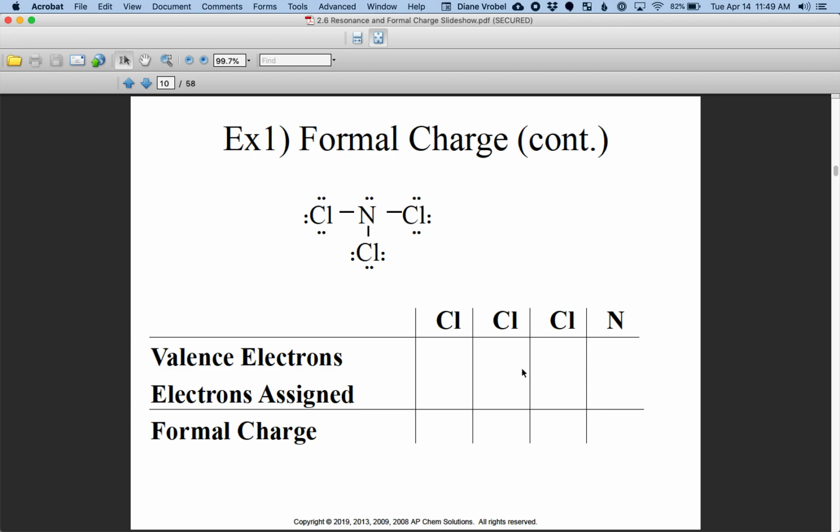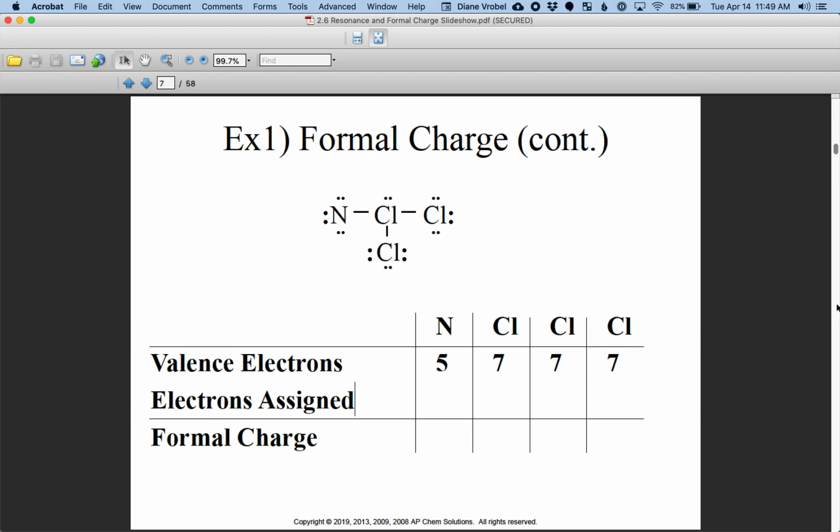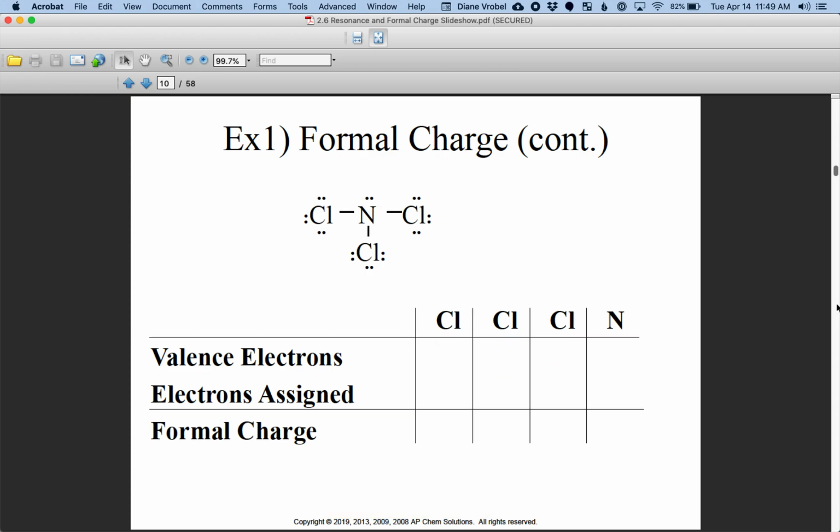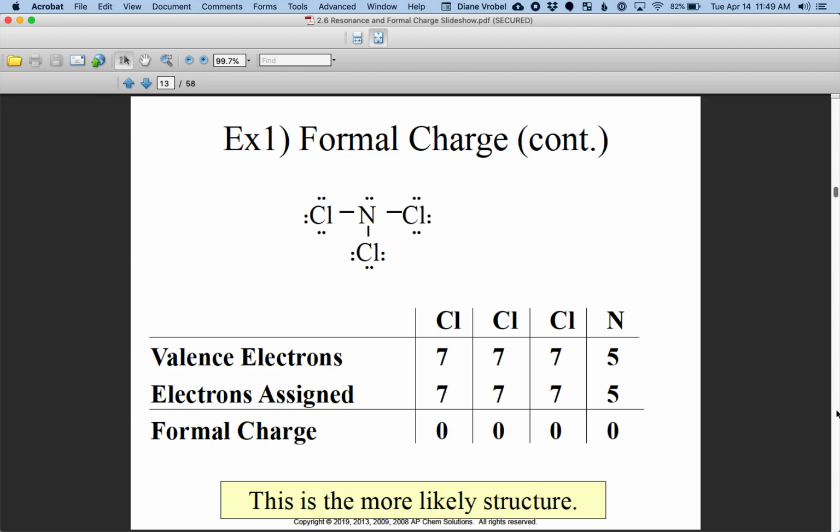Okay, so once again, you should know that chlorine has 7 and nitrogen has 5 valence electrons. Now if we look at this nitrogen here, it has 3 covalent bonds plus 2 lone pair electrons. So there should be a 5 underneath this nitrogen. And you could argue that this chlorine, which is similar to the other two, has one covalent bond, so one electron plus 6 lone pair electrons. So each of these should have 7 underneath it. And sure enough, they do. And then when you subtract, they all have 0. So as a result, this is the more favored Lewis structure.